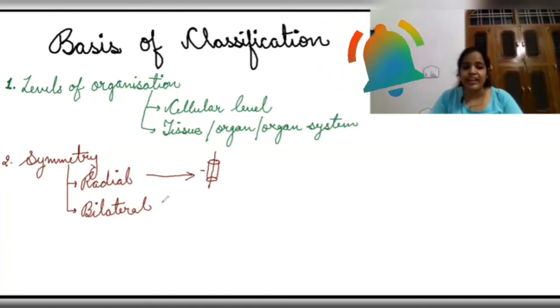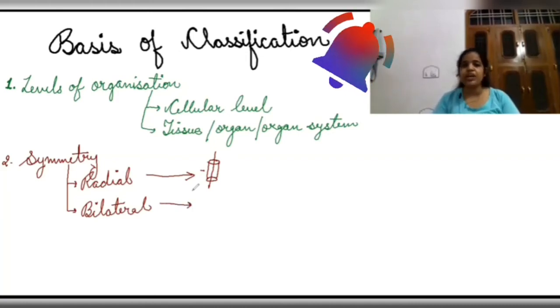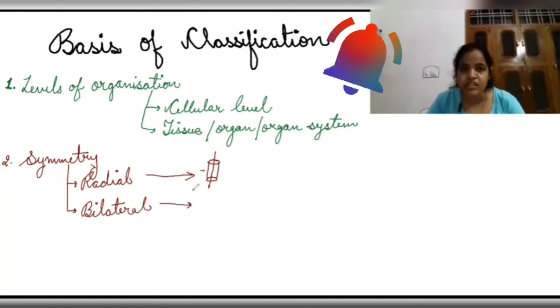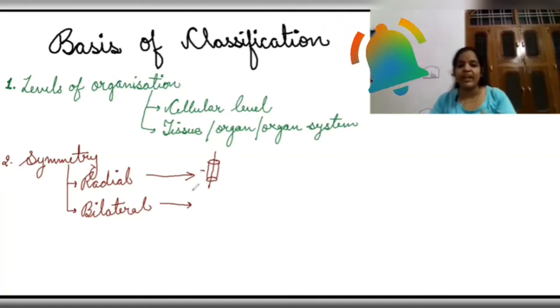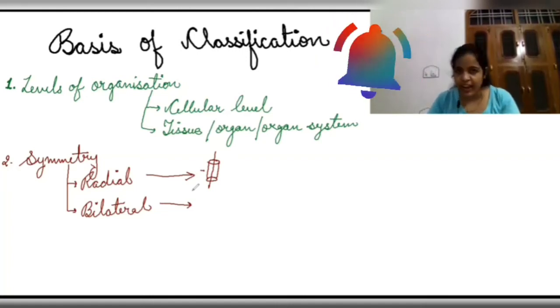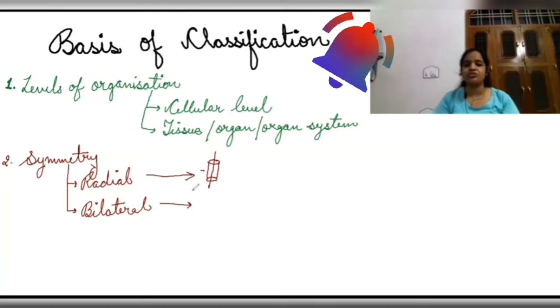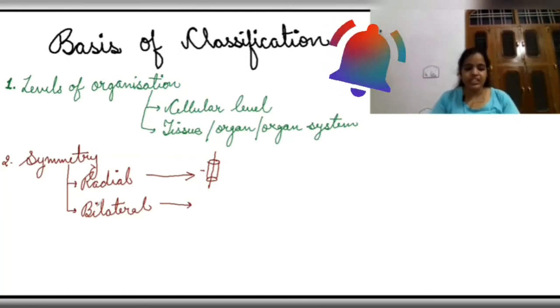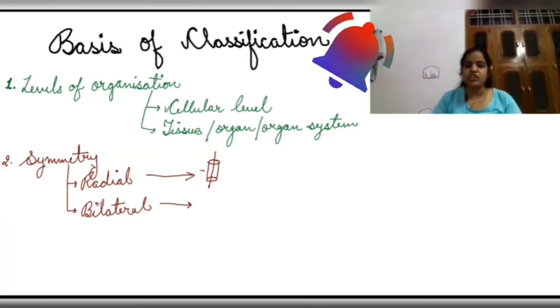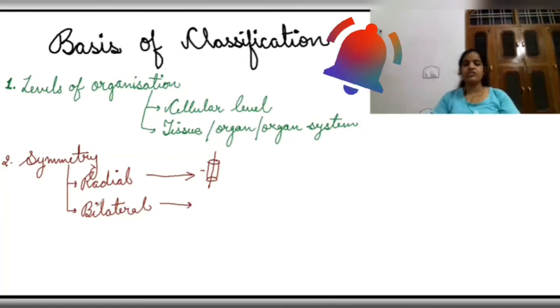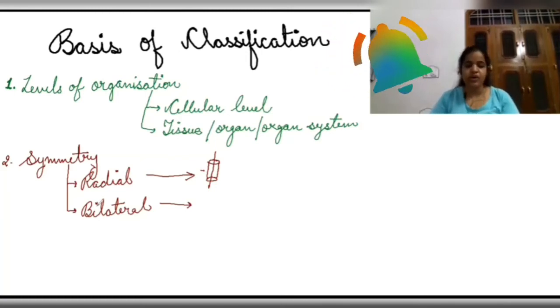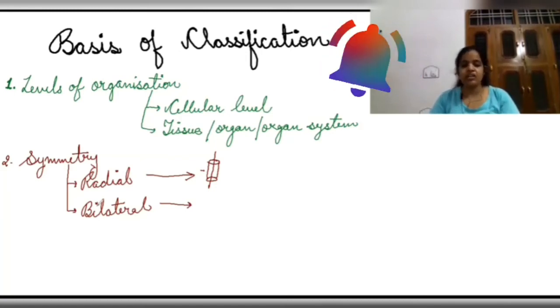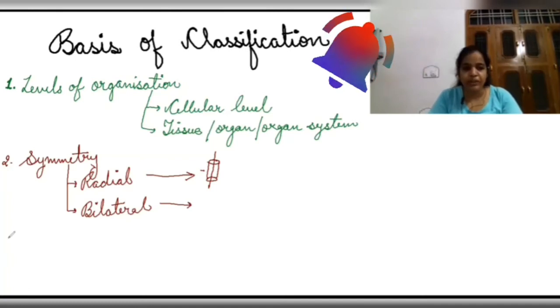Whereas coming to the bilateral symmetry, the organism can be divided into equal half pieces only with a single plane. With one lateral line, we can divide an organism into two half pieces. So this is the bilateral type of symmetry. Next we have germ layers. So guys, on the basis of germ layers, the organisms can be diploblastic or they can be triploblastic.